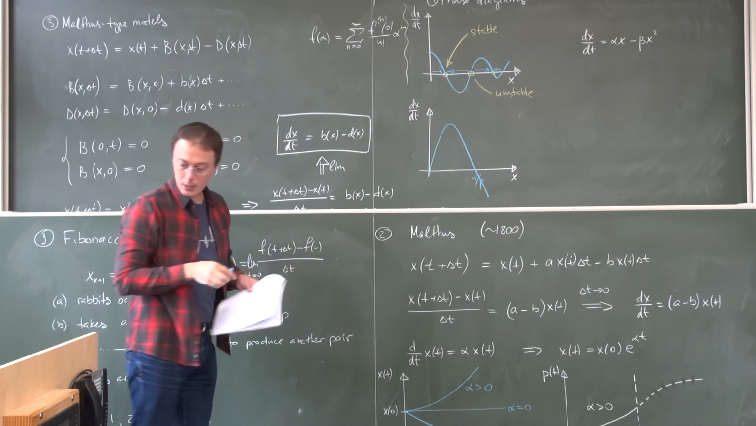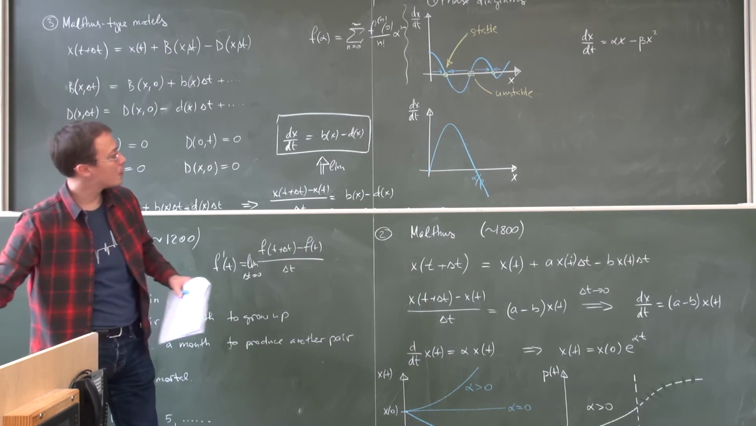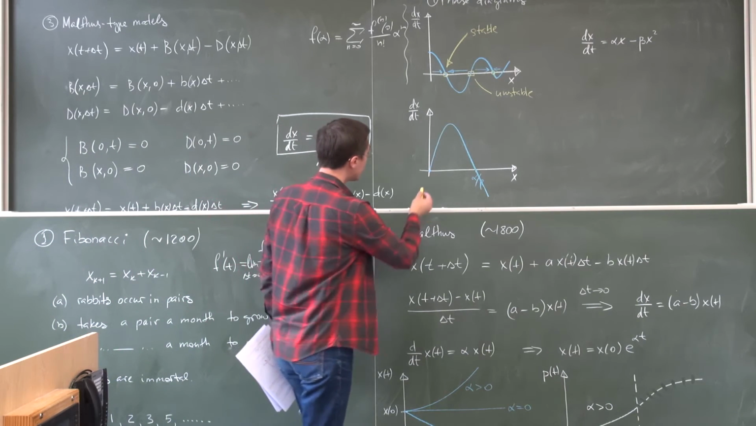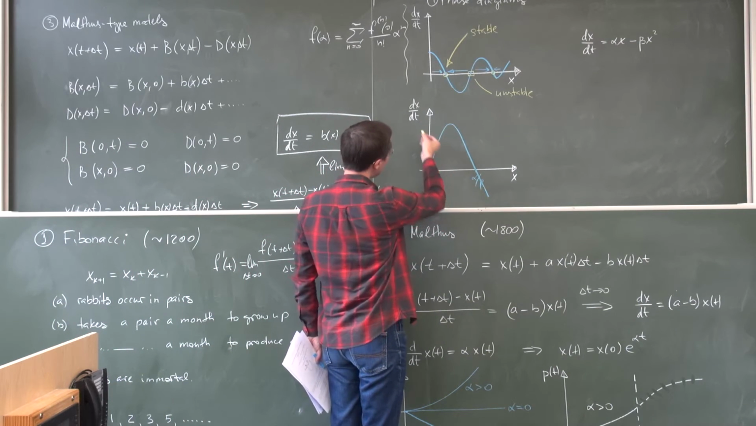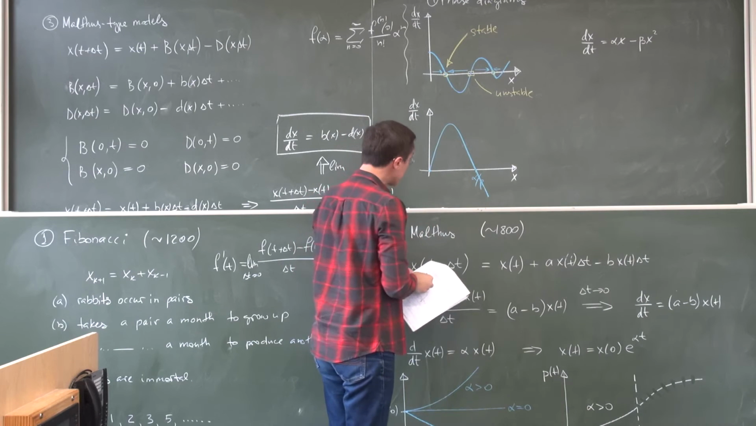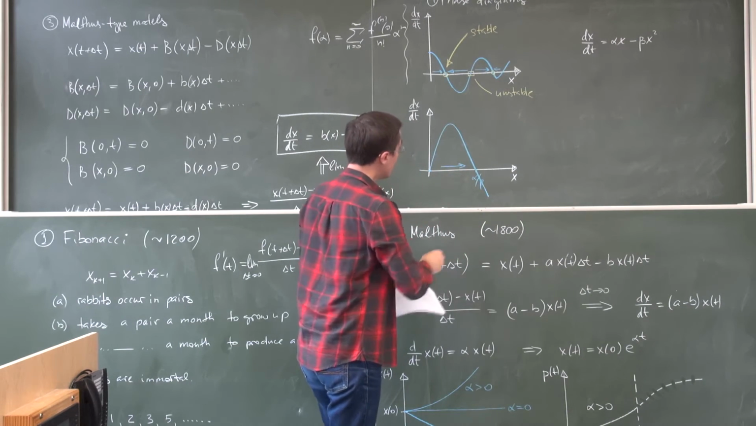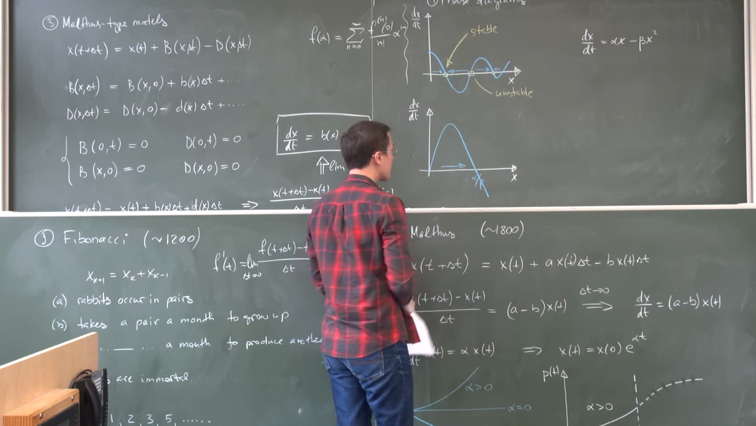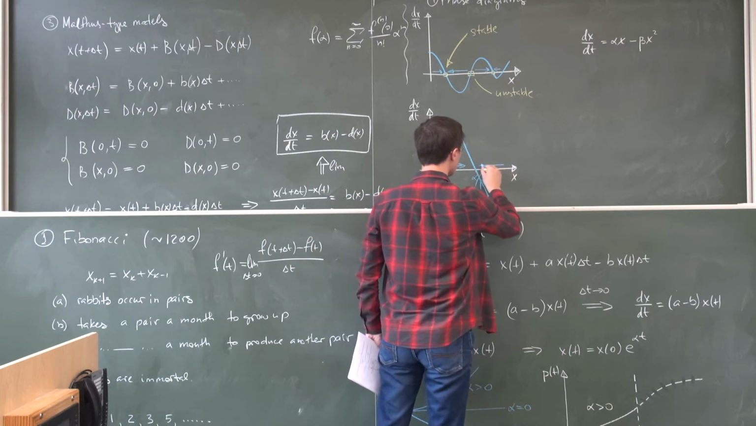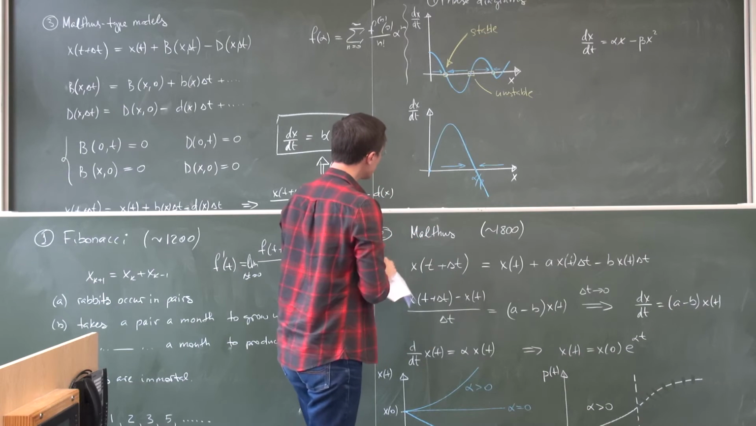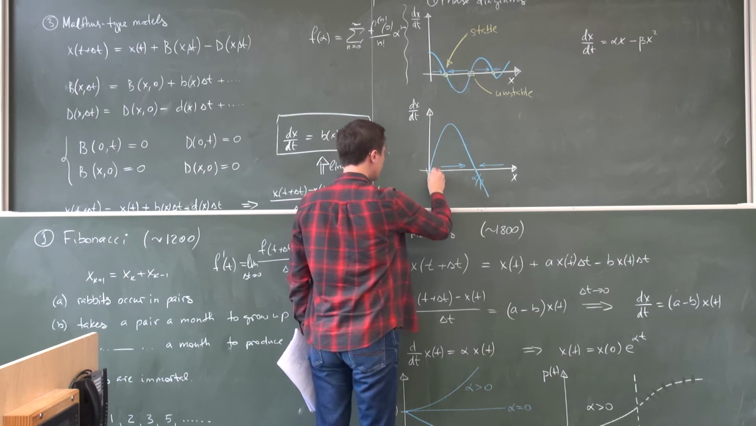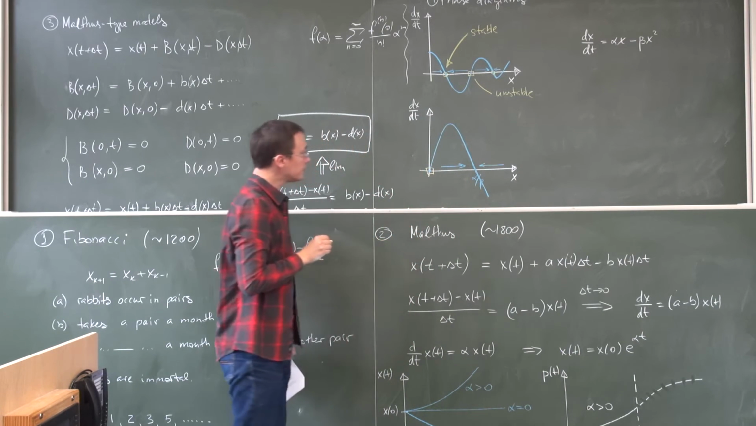Okay, let's take a look at the stability of the corresponding points. If we start here, the population growth rate is positive, so the arrow goes there. If we start here, the population growth rate is negative, so the arrow moves here. And so this is an unstable stationary point.